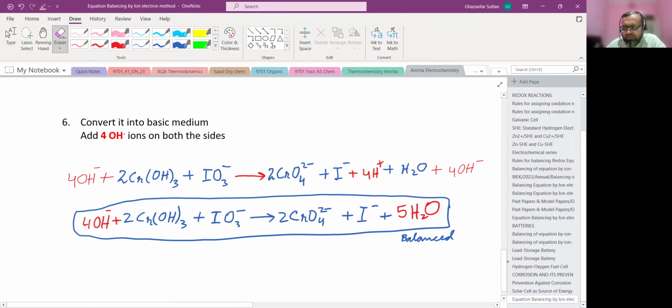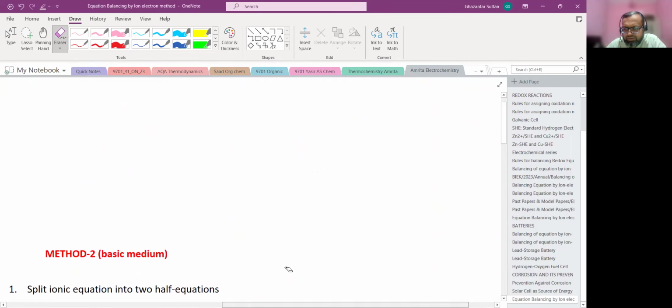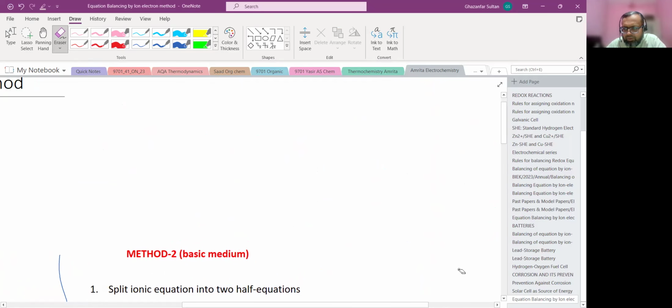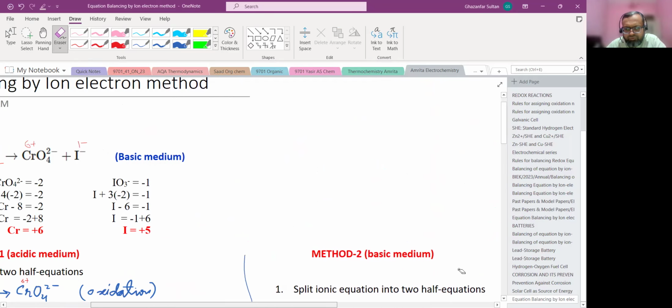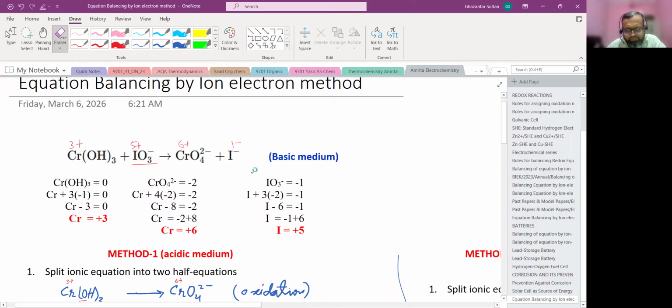But the method that is written in the books, there we balance the basic equation in another way. So we can write it as method 2. But remember that in method 2, the first two steps are the same. In the first step, we find the oxidation number. So the oxidation number you can see here, there is 3 plus on chromium hydroxide, 5 plus on iodine of iodate, and plus 6 for chromate, and minus 1, it is already written here.